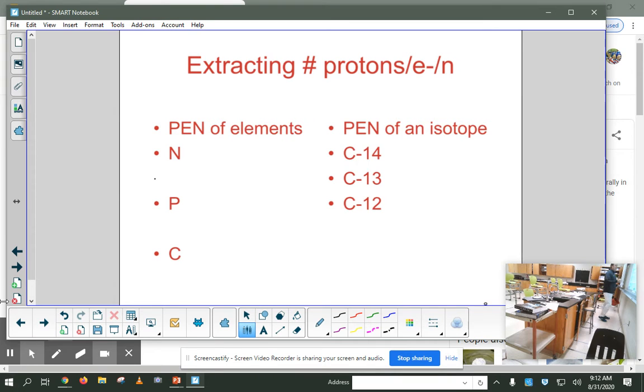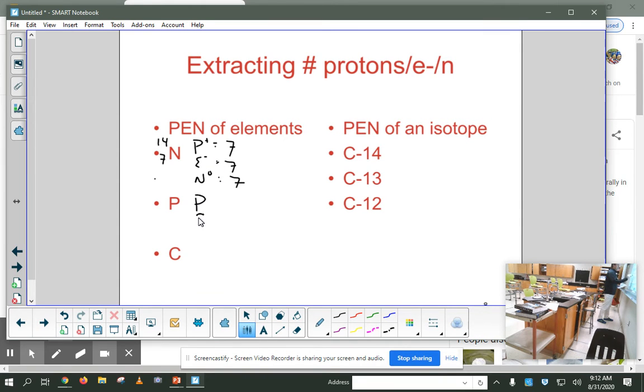Nitrogen itself, if I were to round, you write this a couple of different ways, 14 and 7 or vice versa. A lot of things have it that way. So if we look at our protons, electrons, and neutrons for that being neutral, this one is an easy 7, 7, and 7.